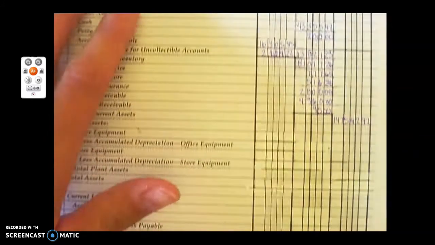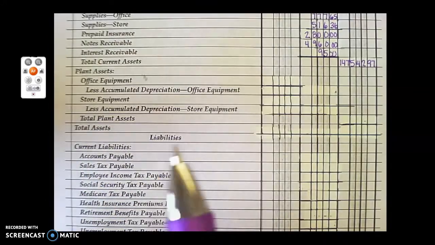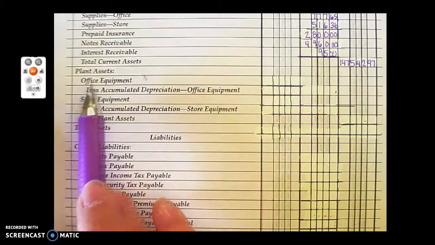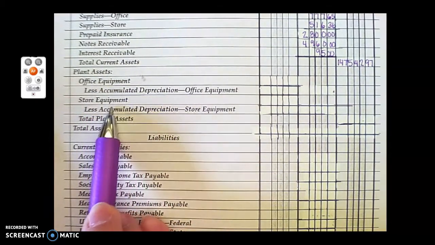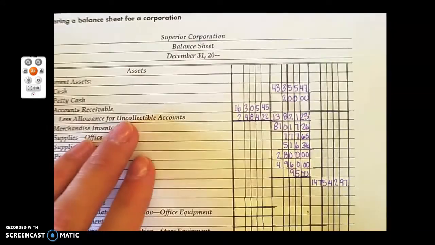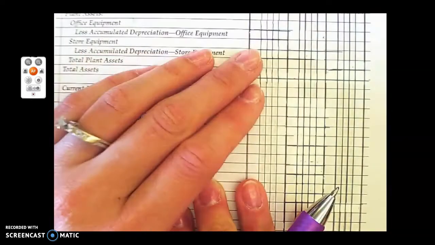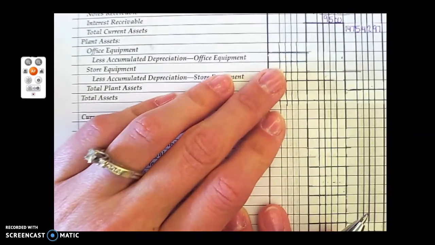Our next section is going to be for our plant assets, and these are things we expect to use over 1 year. So there's something that would last a long time. So like office equipment, that could be like computers. Store equipment, that could be like shelving. Just some examples. Now we need to calculate the book value of our equipment. So we're going to do that just like how we did up here for accounts receivable. So if I go back down, so I get it nice so you can see it.